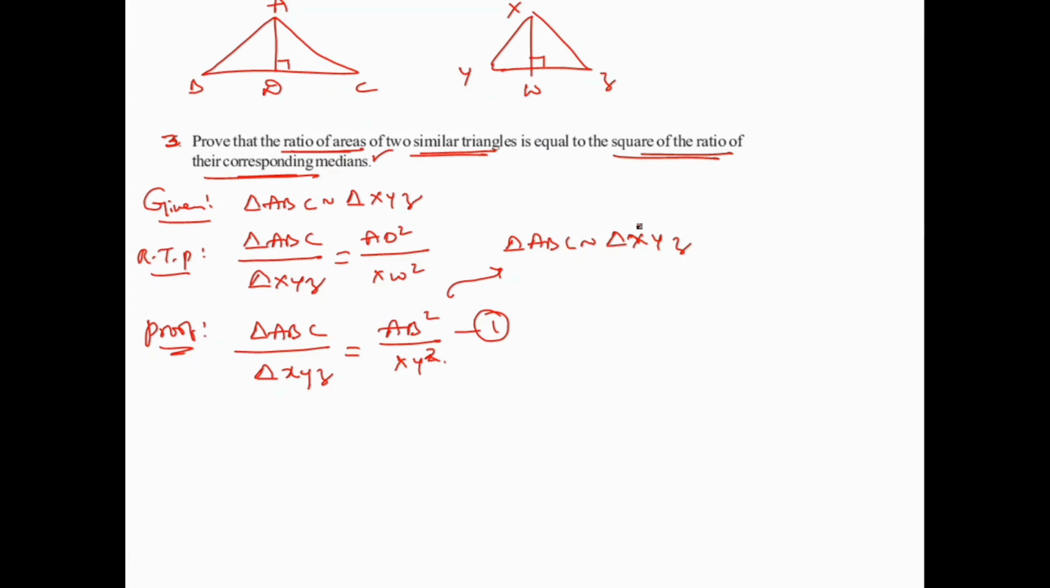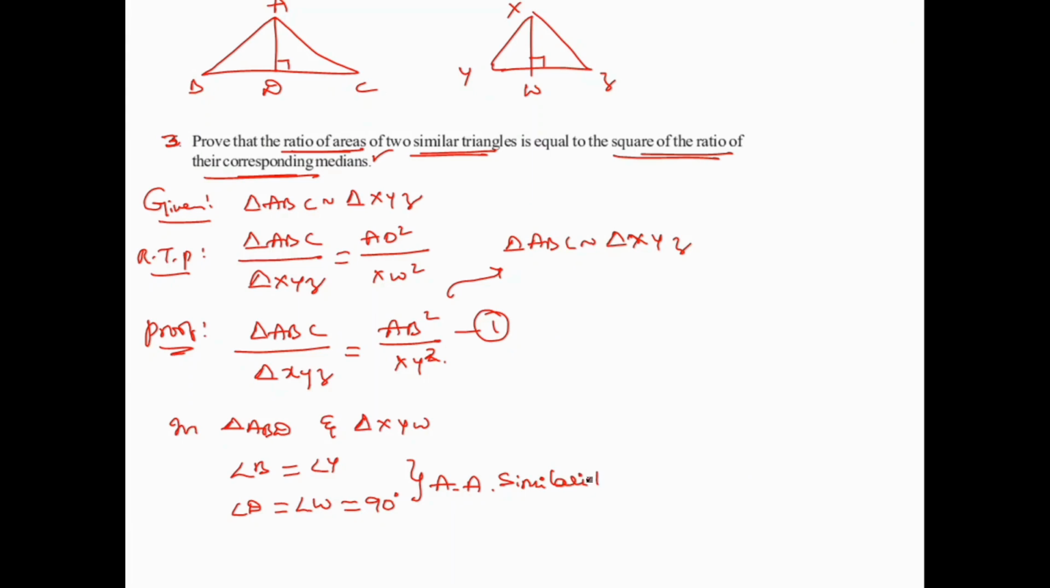Right, good. So now in triangle ABD, and also if you observe in triangle XYW, I can observe that angle B is equal to angle Y and also angle D is equivalent to angle W. That is how much? That is 90 degrees from the diagram, right? See, this is using your angle criteria, right? Similarity. By using this similarity, I can write this one.